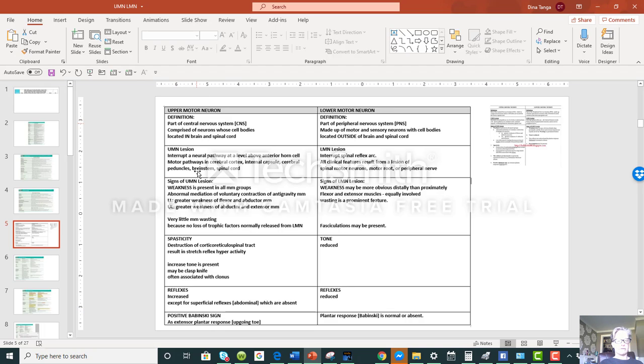Reflexes of the upper motor neuron. Reflexes are increased, except for the superficial reflexes of the abdominals, which are actually absent.